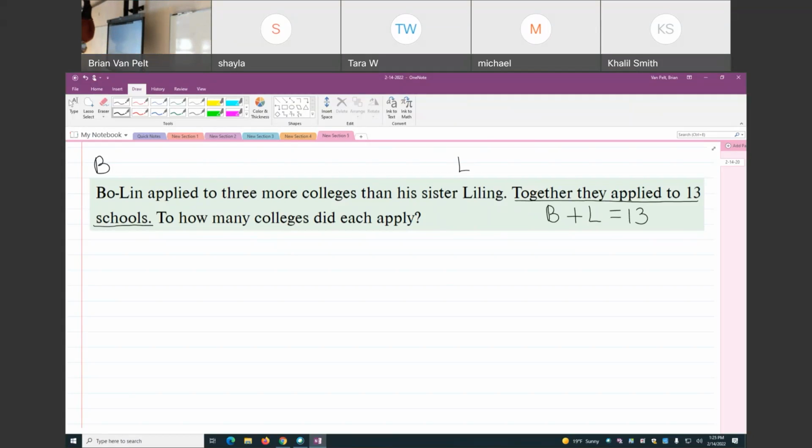So that's right. So we have Bolin applied to 3 more than his sister Lily. So that means that Bolin equals 3 plus his sister, doesn't it? All right, so here's what I have. I have Bolin was 3 plus Lily, and then I have Bolin plus Lily is equal to 13.